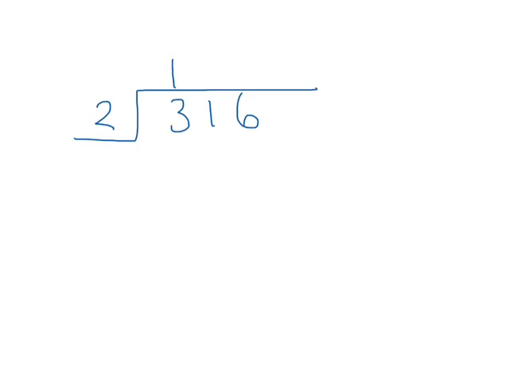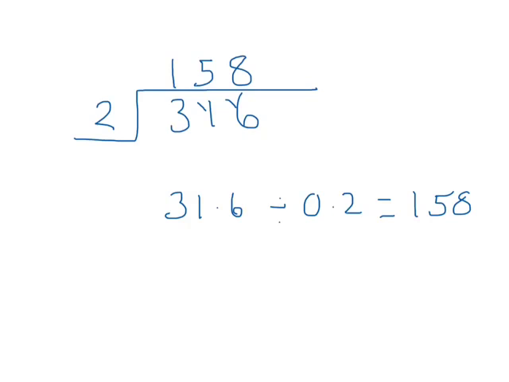2 goes into 3 once, remainder 1. 2 goes into 11 5 times, remainder 1. 2 goes into 16 8 times. So 31.62 divided by 0.2 is 158.1. Let's do one more example.